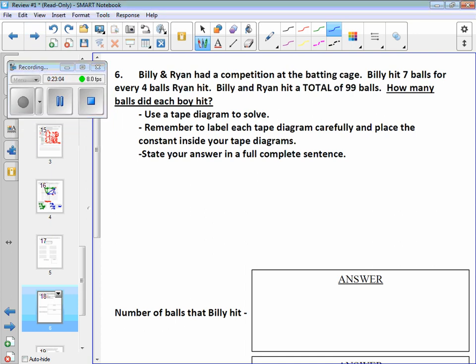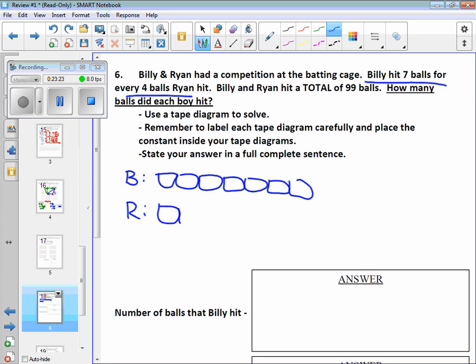Whenever you're given a ratio, 7 to 4, that is your tape diagram. So it's going to be a 7 box by 4 box tape diagram, and you want to label who's who. Billy is 7. And Ryan is 4. My next key VIP is total of 99. When you see total, let all of these tape segments represent the total. That's your model for the total.